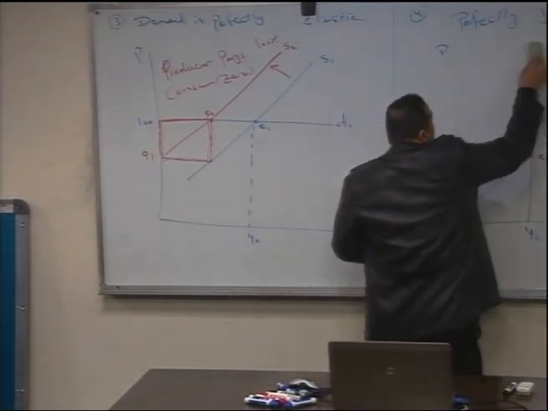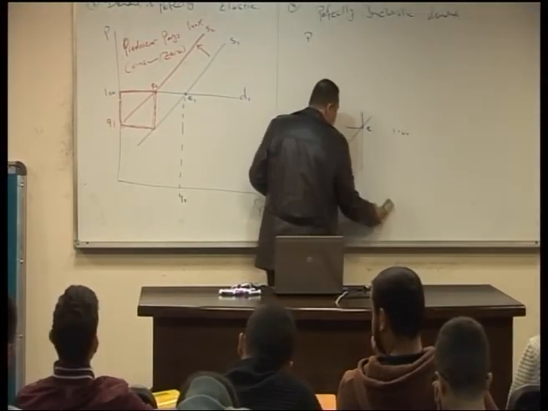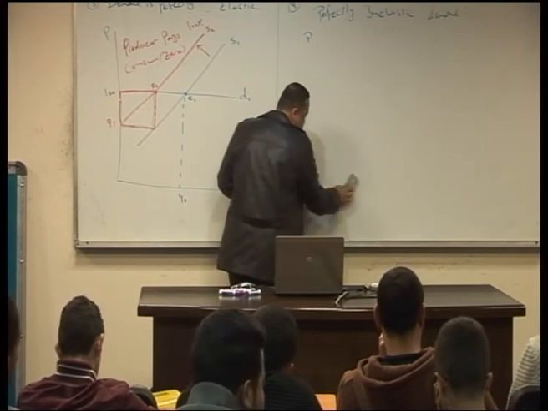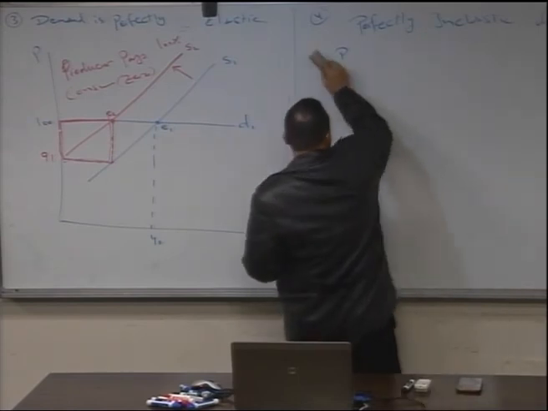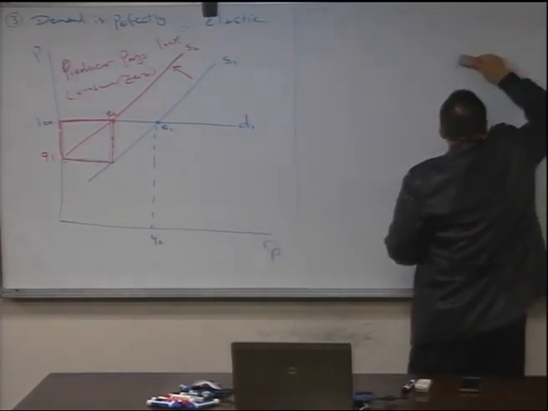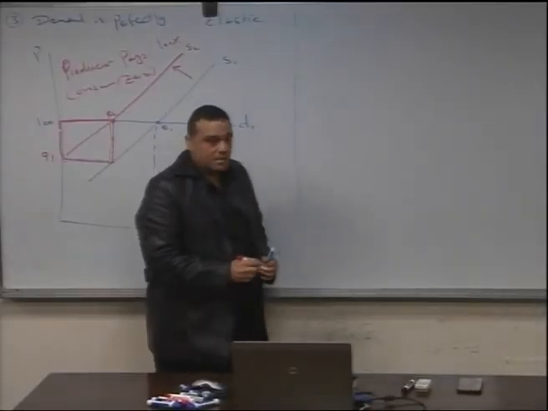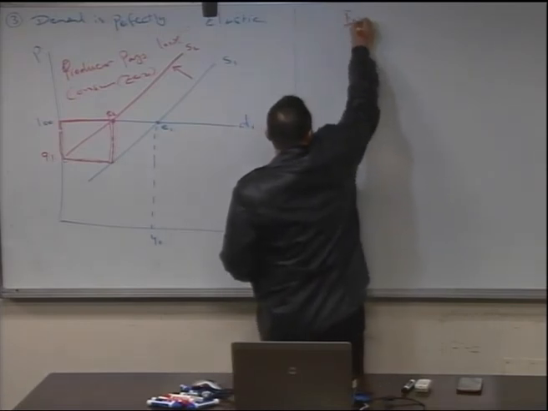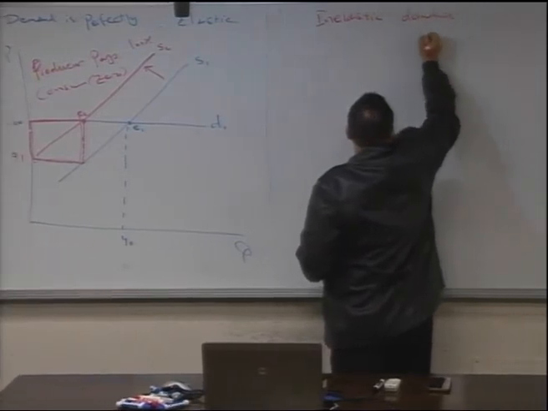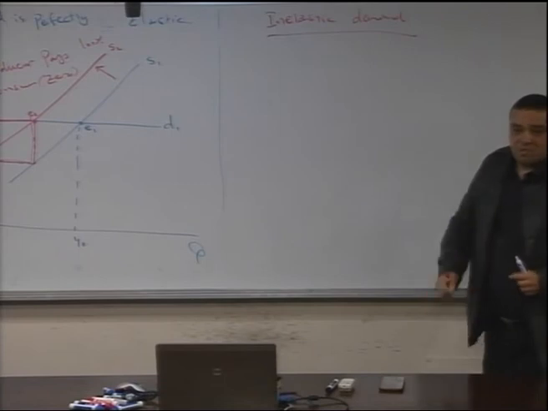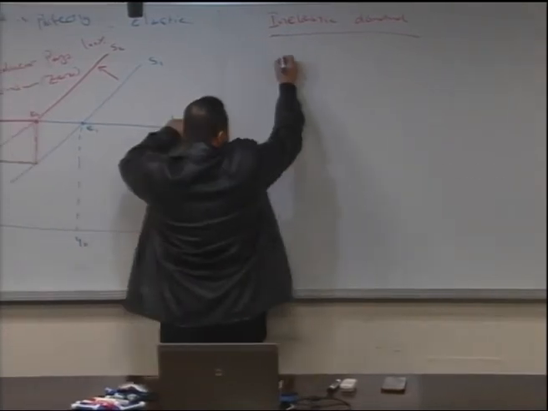Now, in the previous example, we will assume that the government decided to impose the tax on the producer, not on the consumer. Sorry, on the consumer, not on the producer. And let us assume that the demand is inelastic. Inelastic demand. And the government imposed the tax on the consumer, not on the producer.